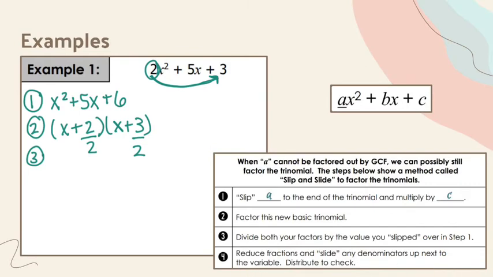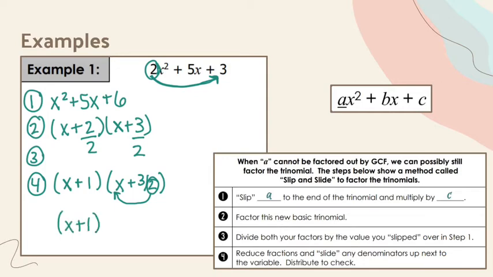Distribute to check. So what that means is that for step 4, 2 divided by 2 is 1, and then 3 divided by 2 is just 3 halves. If there is still a fraction, you're going to move that denominator up next to the x in that term. So our final answer here is going to be x plus 1 times 2x plus 3.